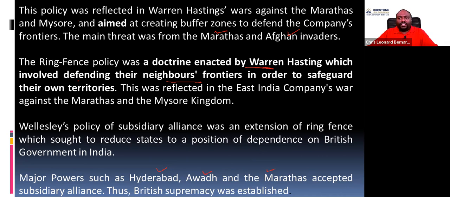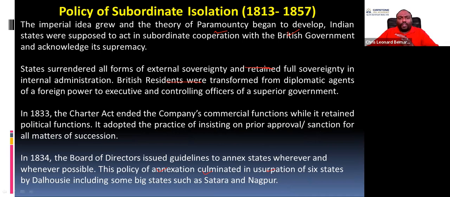So from 1813 onwards till 1857, there was the policy of subordinate isolation. The subordinate isolation is an imperial idea, and this theory of paramountcy, Lord Hastings wanted this Victorian type of dominant power. He wanted to make England great, so they started this paramountcy to develop their own interest, and Indian states were reduced to the act of submission.